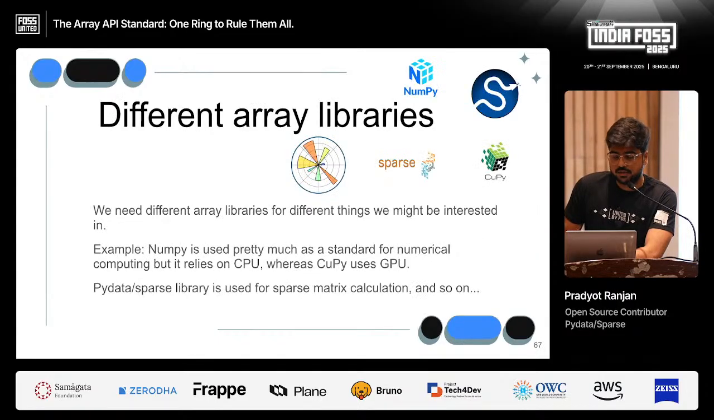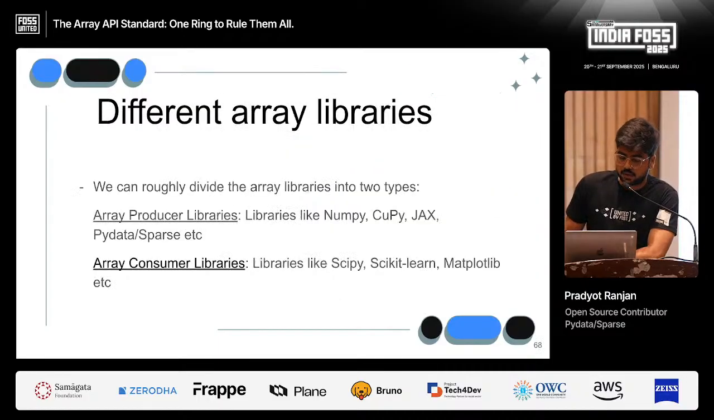As we all know, there are a lot of different array libraries. NumPy is used for different purposes. PyData sparse is used mostly for sparse matrix calculation. CuPy is basically NumPy for the GPU, and then we have NumPy for almost all kinds of numerical calculations.